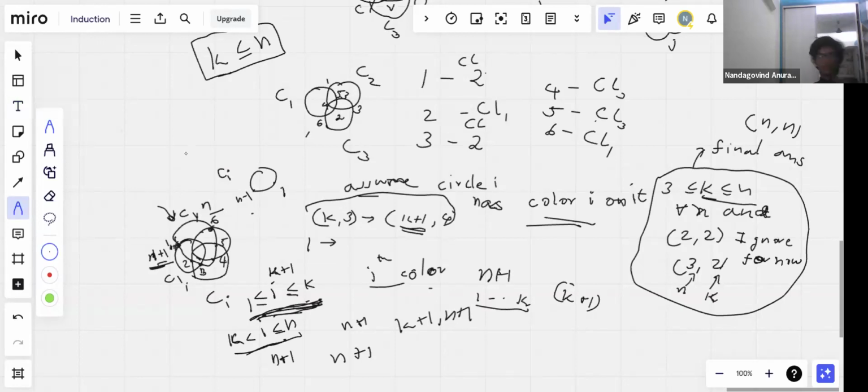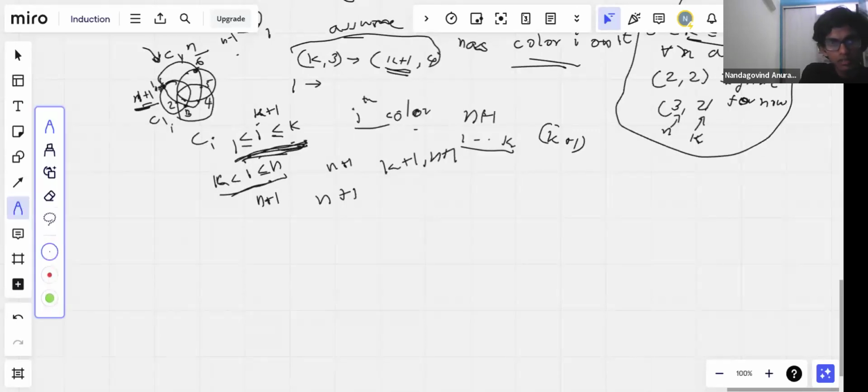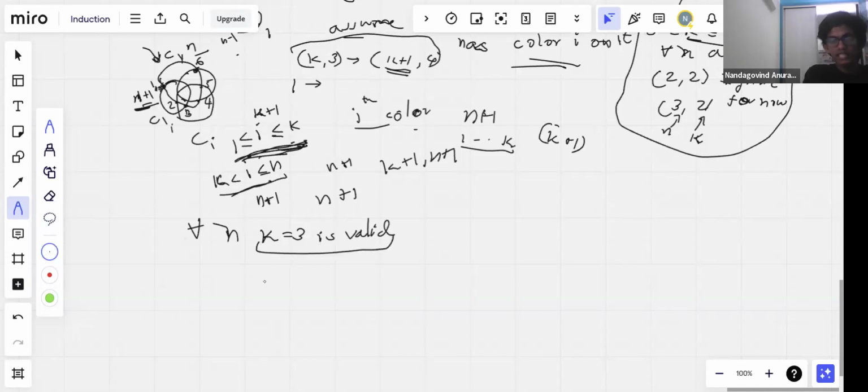It's not easy, so I'd recommend trying out showing that for all n, k equal to 3 is valid. So this is actually going to be a base case. It's not an individual case. In fact, it's a whole family of cases. For all n, k equal to 3 is valid.